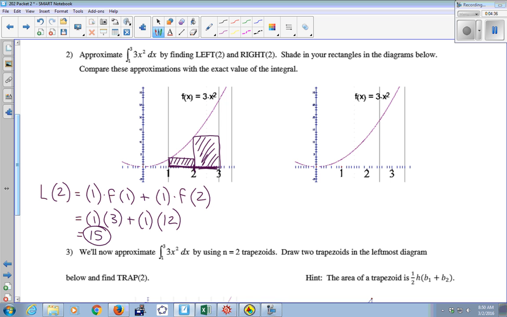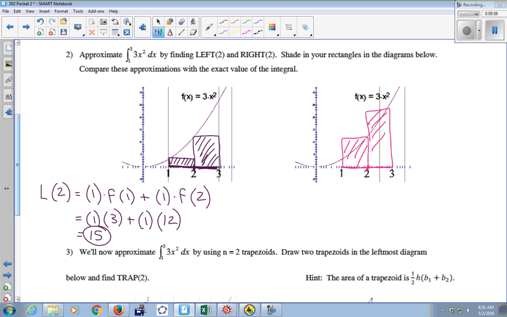All right, so now when I want to do right 2, again, I look at my interval from 1 to 3, break it into 2 equal pieces because I'm using 2 rectangles for right 2. But this time I'm going to determine the height of each rectangle by using the height of the curve at the right endpoint of the interval. So my first interval from 1 to 2, I go to the right endpoint at 2, go up to the curve, build a rectangle. And then for my next interval, go to the 3, up to the curve, build a rectangle.